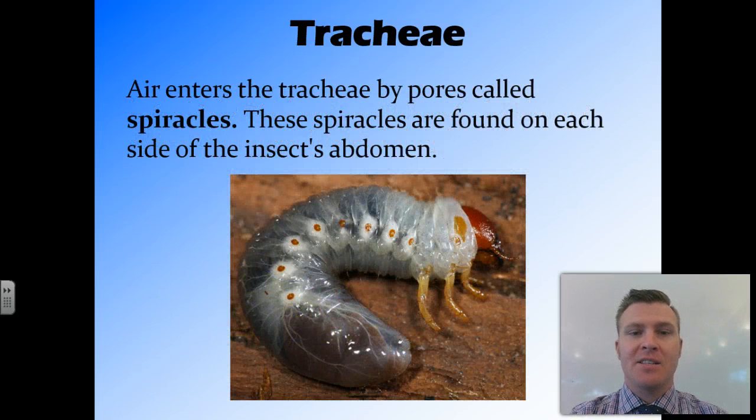The air enters the tracheae, the system of tubes, by pores which are found on either side of the abdomen called spiracles. Different animals have different numbers of spiracles on the side, and those spiracles can actually open up and close depending on what's needed.